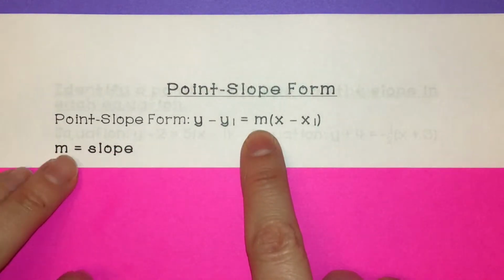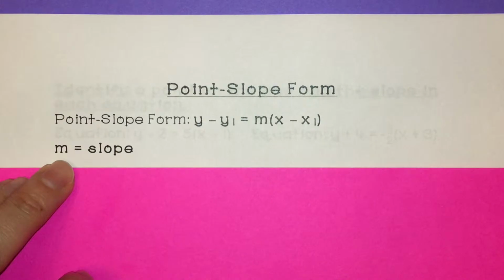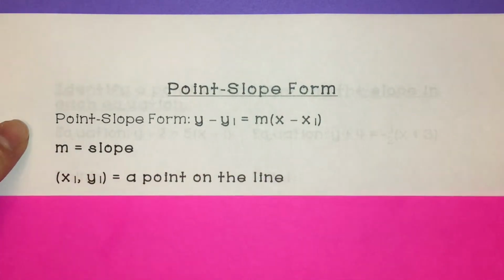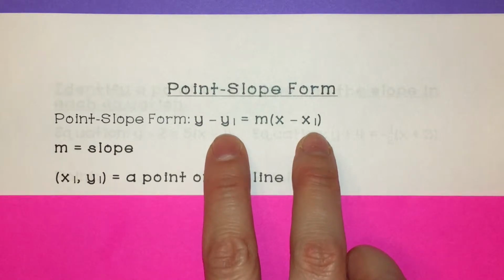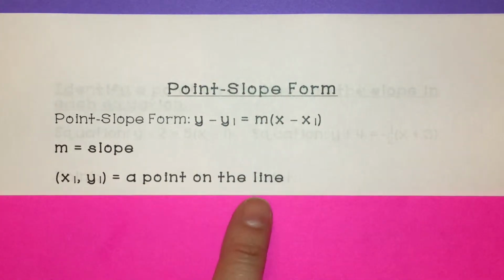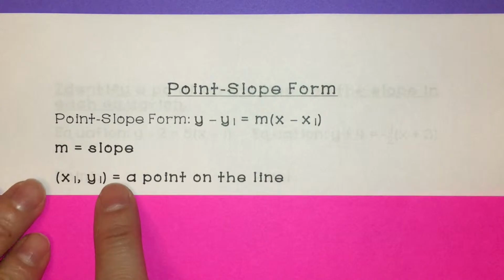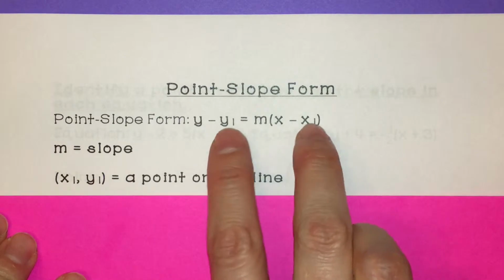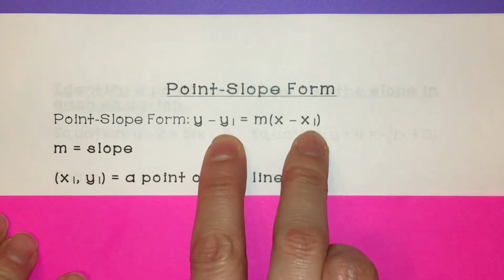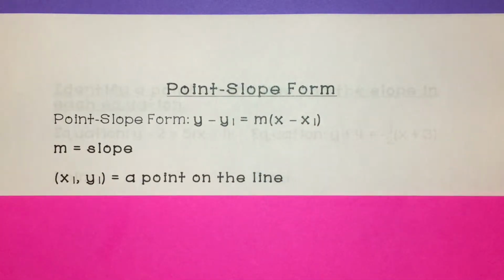M is going to be your slope. So you're going to replace it with the value of your slope. The x sub 1 and y sub 1 are going to be replaced with numbers that represent a point on the line. So you'll actually have a coordinate pair, an x value and a y value, from a point on this line, and you'll just plug those numbers in for x sub 1 and y sub 1. There's that little sub number, it's down to the lower right.